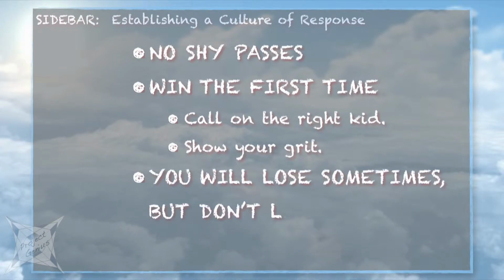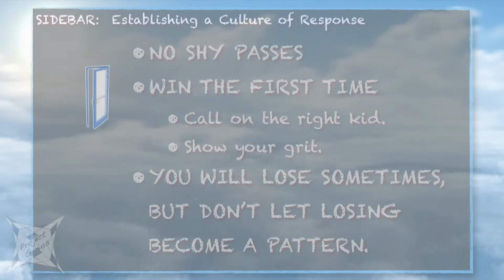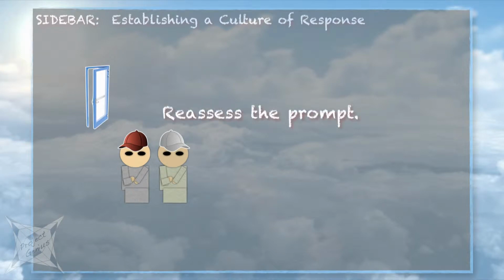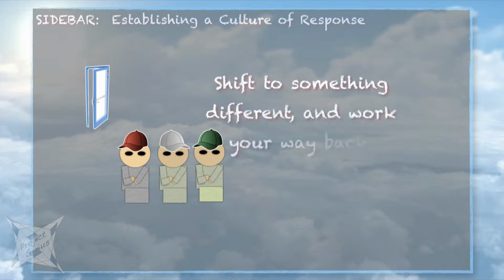Third, you will lose sometimes, but don't let losing be a pattern. If you call on 2 different kids in a row that give you no response, be suspicious of the prompt that you are using. See if you can modify your prompt to make it easier. If you get a stone wall 3 times in a row, shift to something completely different, and then see if you can work your way back to the prompt that had failed.